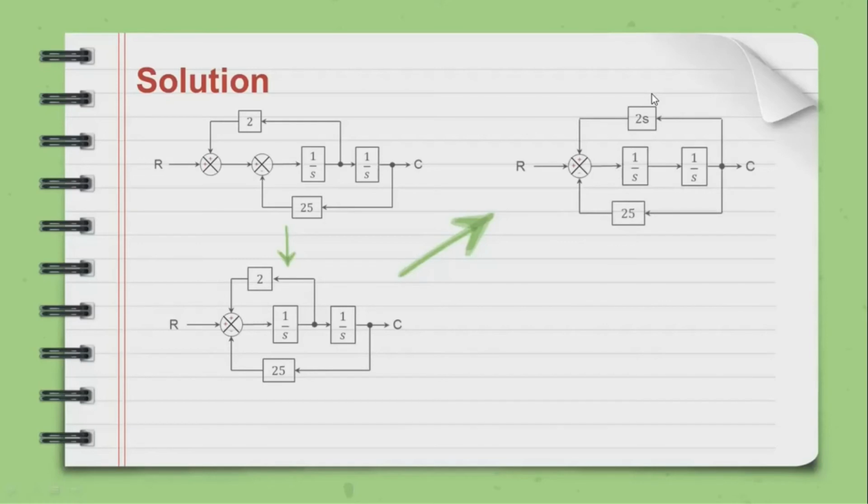Next is to shift the takeoff point of this block after this block. Since we shift this, 2 will be divided by 1 over S. The above block will then be equal to 2S. Since these 2 blocks here are connected in series, we can combine these 2 blocks by multiplying both, which will then be equal to 1 over S squared. We can solve for this block diagram now, or we can still further simplify it.